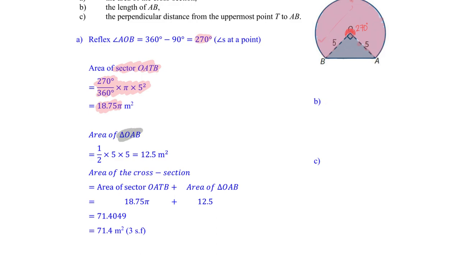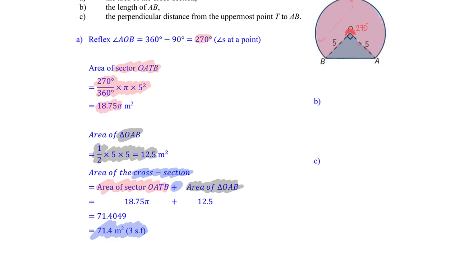Area of the triangle is half times base times height, 12.5. So all we have to do to find the whole area of the cross section is add my red color area with my black color area to give me 71.4 meters squared to 3 SF. So that is for part A.